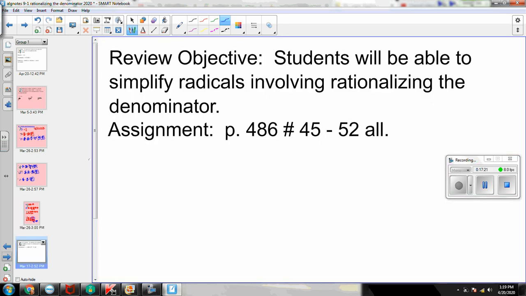So to review our objective, we were trying to simplify our radicals by rationalizing the denominator. Rationalizing the denominator means getting rid of the radical in the denominator.